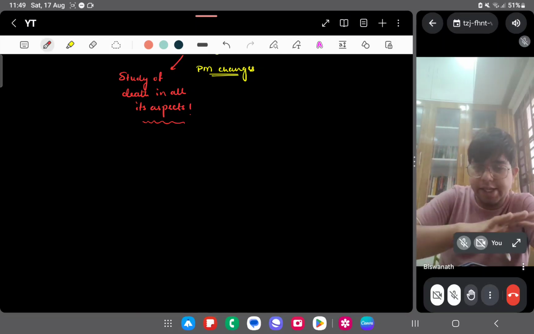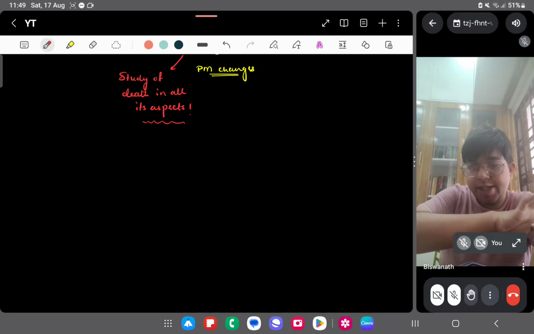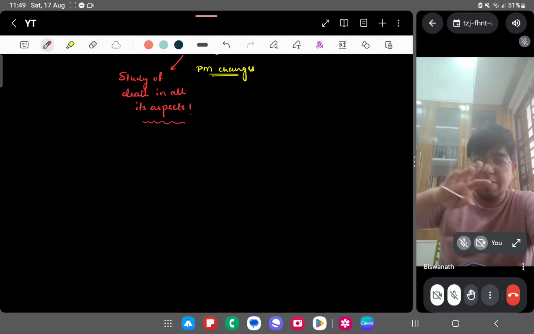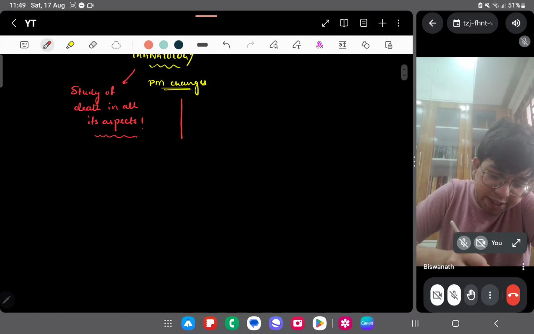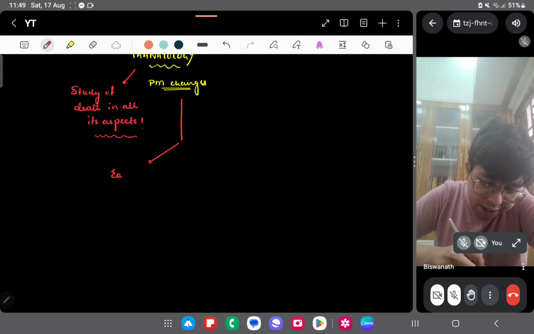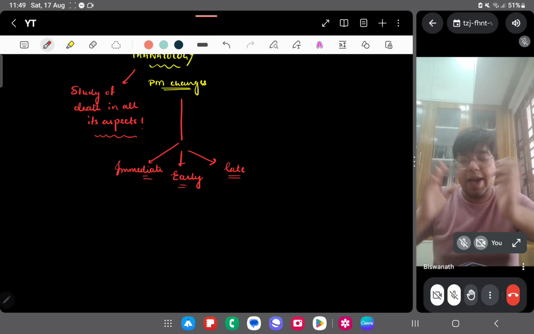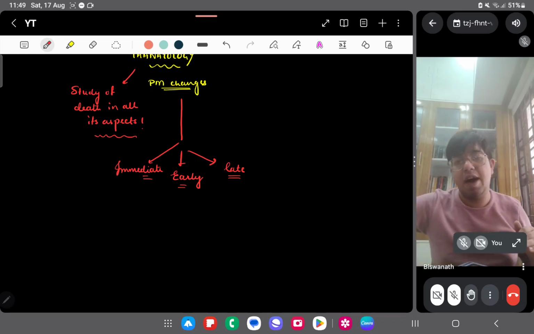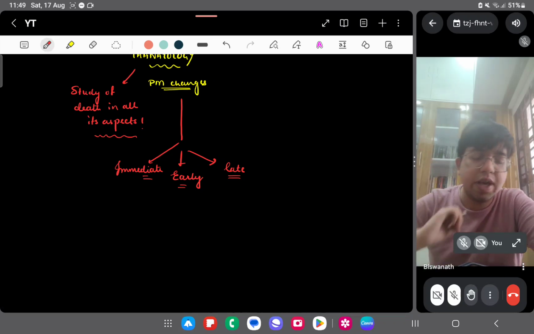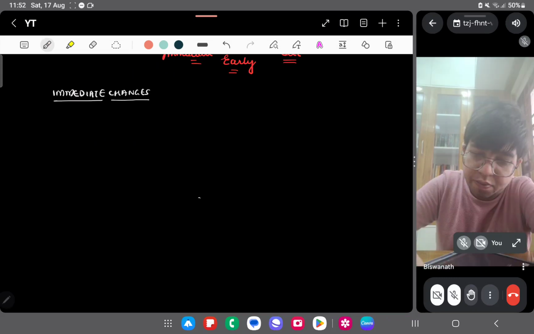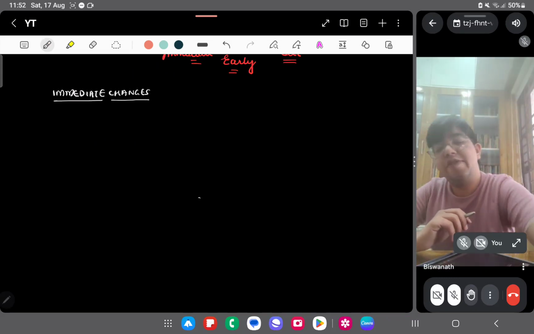Some are immediate changes, some are early changes and some are late changes. So we categorize these post-mortem changes into immediate, early and late. These are the basic categorization of the changes which occur after the death of the person. Okay, let's start with immediate changes.